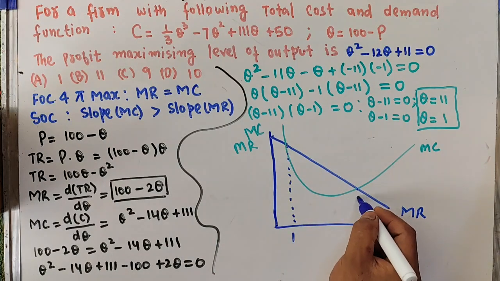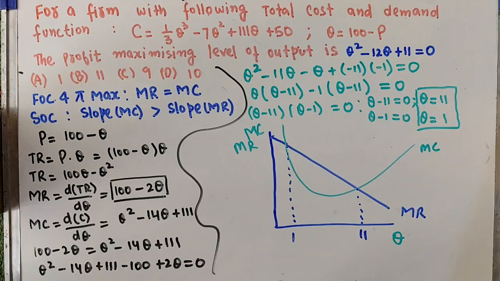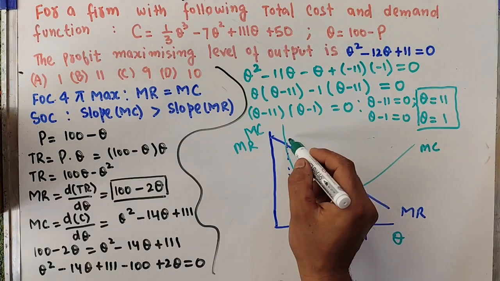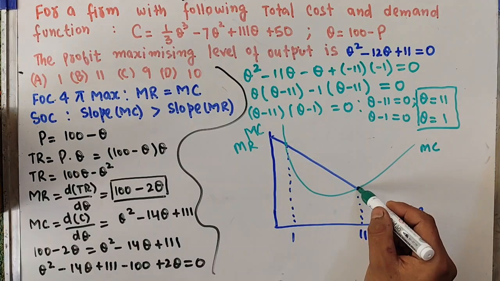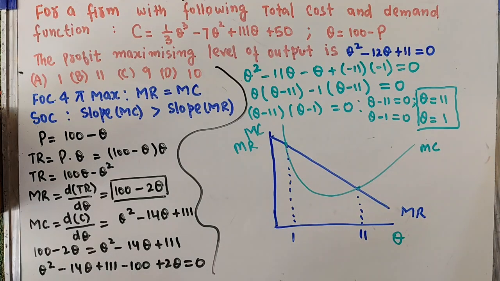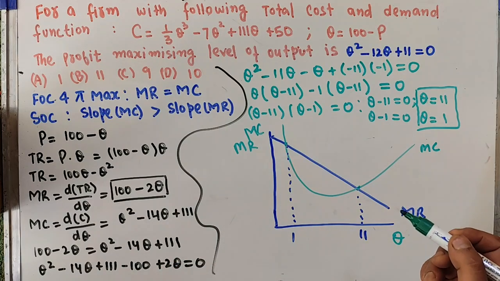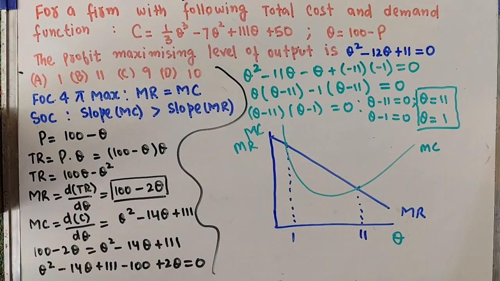when q is equal to 1 and q is equal to 11, because we got two values for q. This is not a sufficient condition. We need to check the second order condition, at which of these points our profit is maximized. For that, we need to ensure that at the intersection of the marginal revenue and marginal cost functions, the slope of the marginal cost function should be greater than the slope of the marginal revenue function.